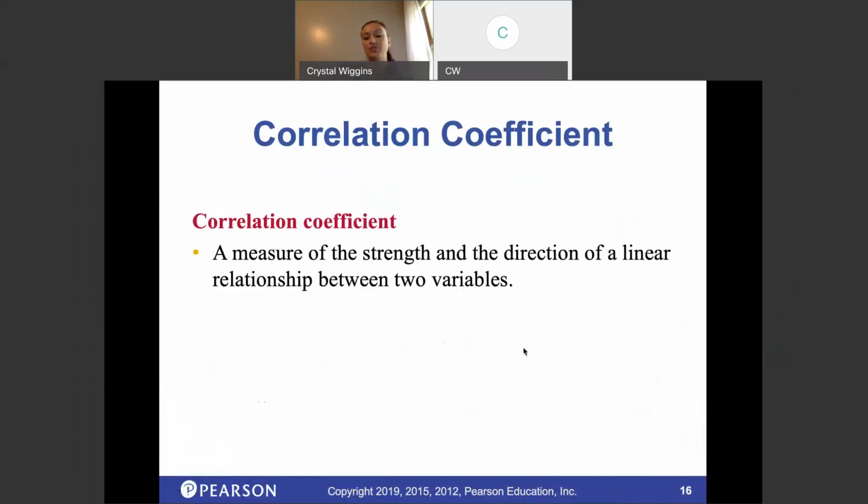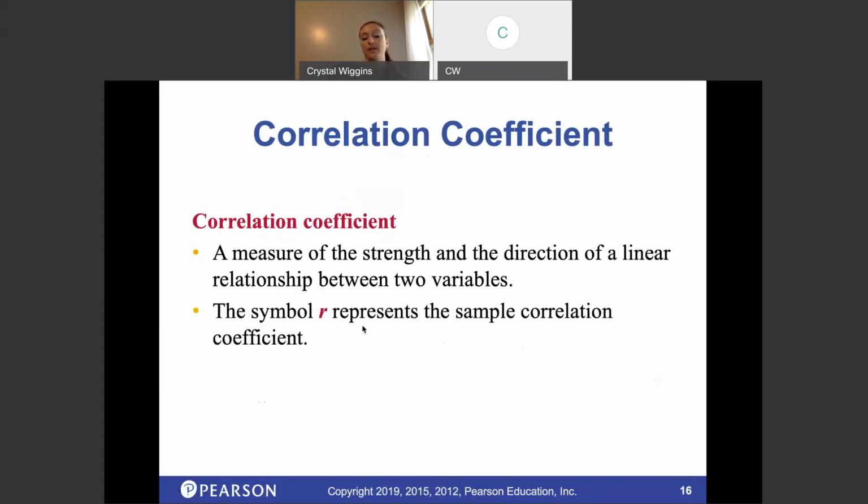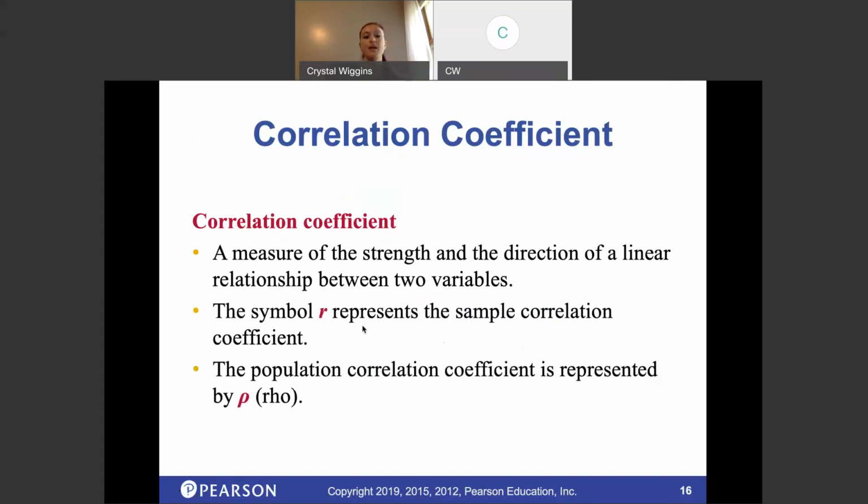The correlation coefficient, as I was talking about, measures the strength and the direction of the linear relationship. So whether it's positive or negative or no correlation whatsoever. And again, the closer the dots are to the regression line, the more the strength increases in either positive or negative direction. R, lowercase r, represents the correlation coefficient value, and rho will represent the population correlation coefficient, which we don't need to discuss quite yet. Typically, we are working with R.